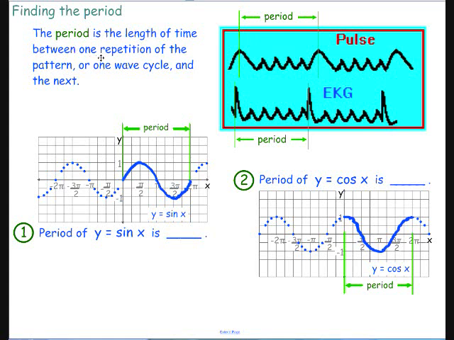There are other places we can see this concept of a period. The length of time between one repetition of a pattern or one wave cycle and the next. If you take your pulse, you'll get a thump, thump, thump. If we put you on an EKG machine, we would see that represented there as well. There is a period between each of the pulses.